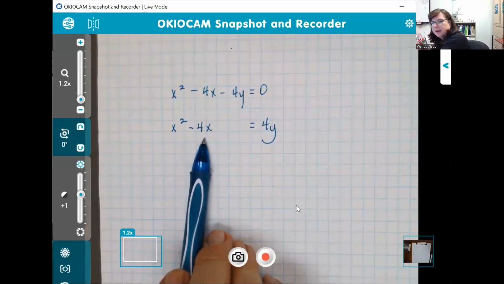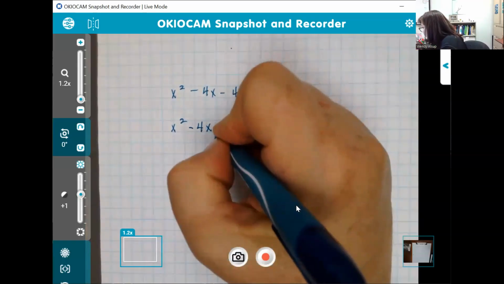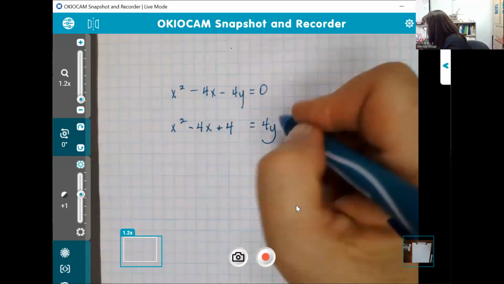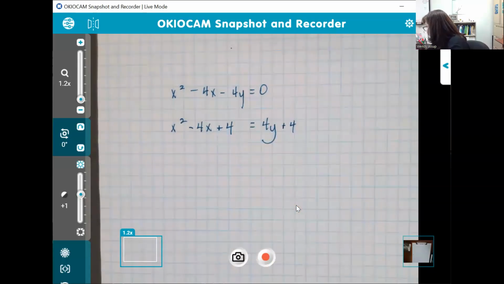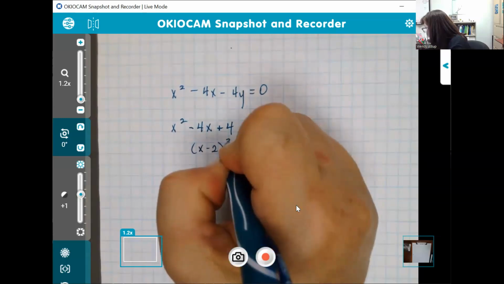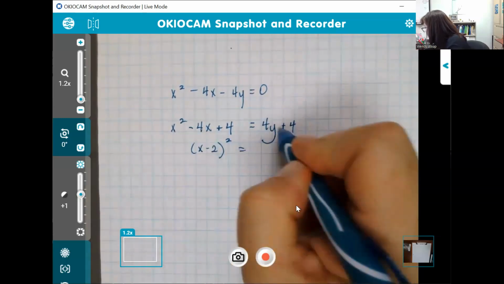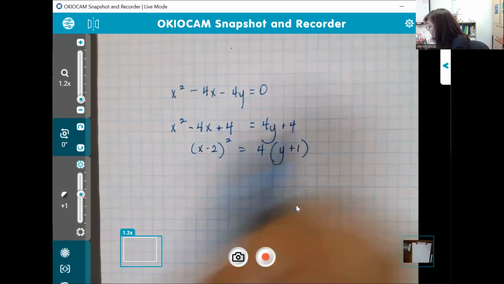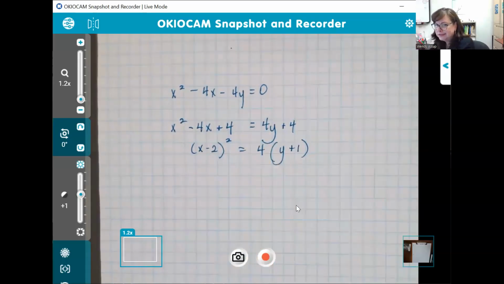Negative 4 divided by 2 is negative 2. Negative 2 squared is 4. So I'm going to add 4 to this side. But if I do it to one side, I've got to do it to the other side. This gives me on the left the perfect square, x minus 2 all squared. And on the right, let me factor out this 4. And that leaves me a y plus 1. Oh my goodness. This looks like something I can totally analyze.